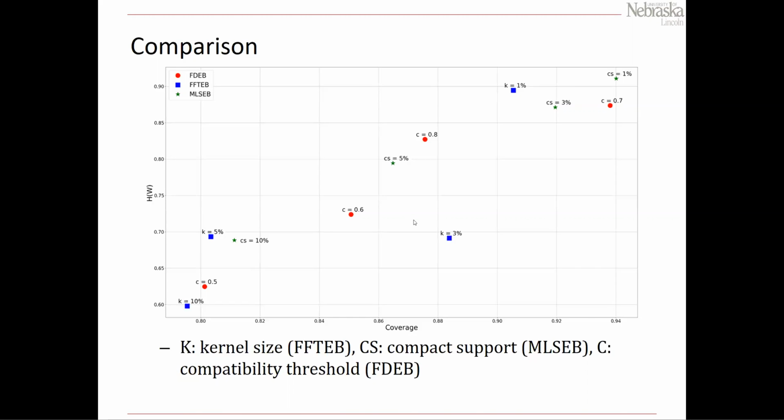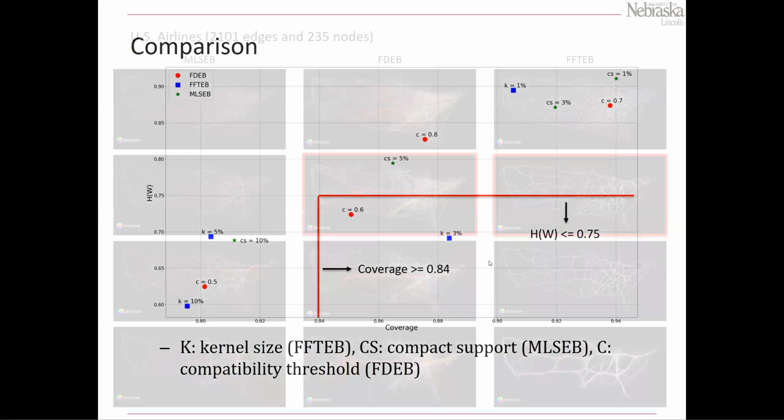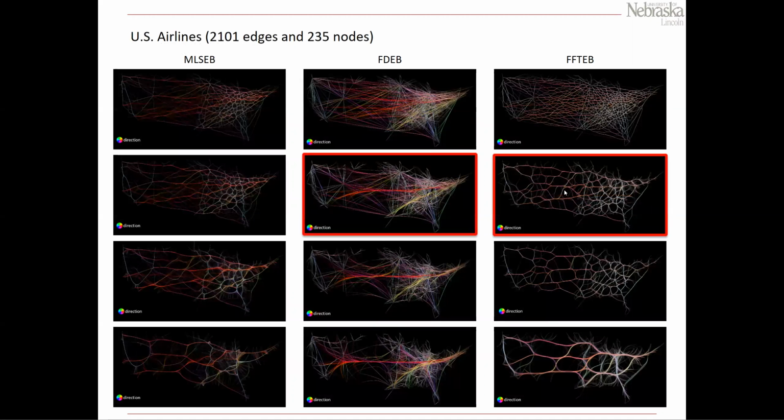And for each visualization, we computed its uncertainty and its coverage, and we plot it into this diagram. And from this diagram, we can see that within the range of coverage larger than 85% and uncertainty less than 0.75, we only have two methods left. Okay, so this essentially corresponds to force directed edge bundling as well as the fast Fourier edge bundling. So this corresponds to this result.